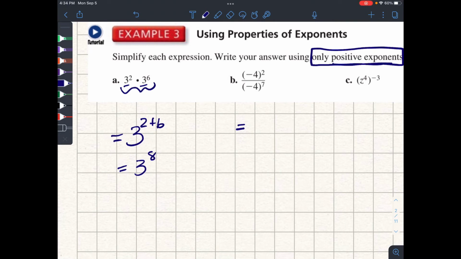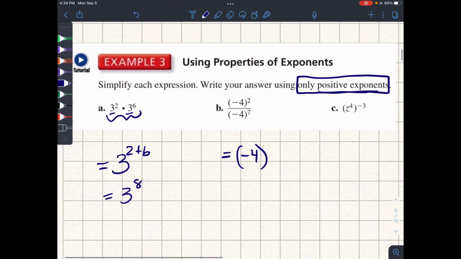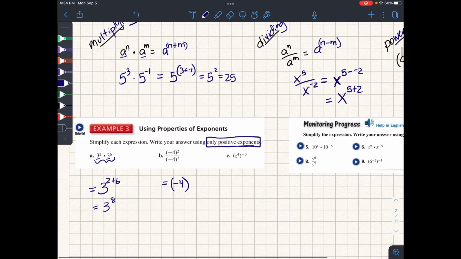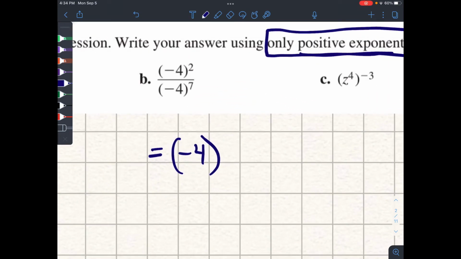Negative 4 squared, so we have a common base, hurrah. And we have then the 2 exponents, and you recall using our property of exponents up there for division, we have to subtract those 2 exponents. So 2 minus 7. Now last time I checked, 2 minus 7 is negative 5. Careful, that is not a positive exponent. So we then say, okay, negative 4.